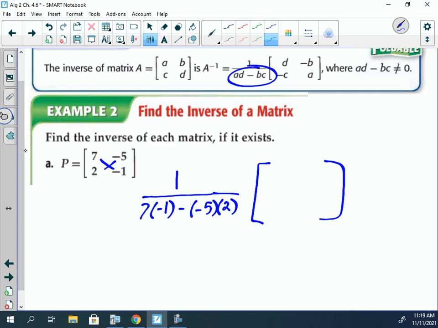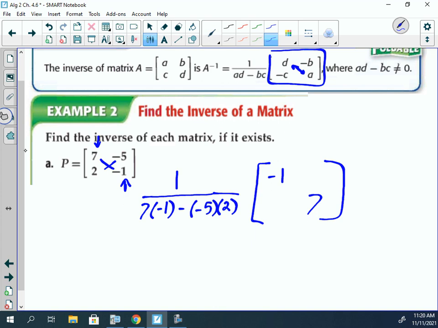Now, inside the matrix here, there are a few things that are happening. One is that A and D switch places. The values for A and D flipped. So here, the value of A is 7, and the value of D is negative 1. That means negative 1 is going first, and 7 is going last. Those two flip places.